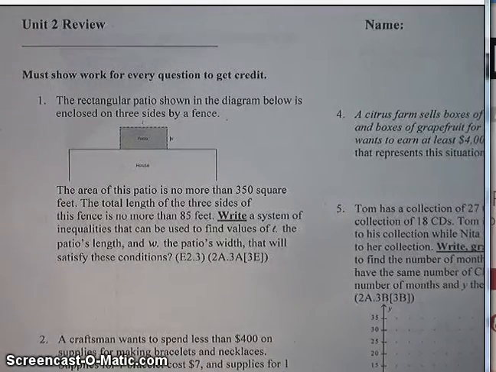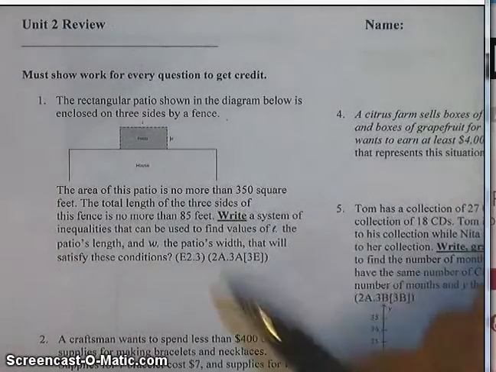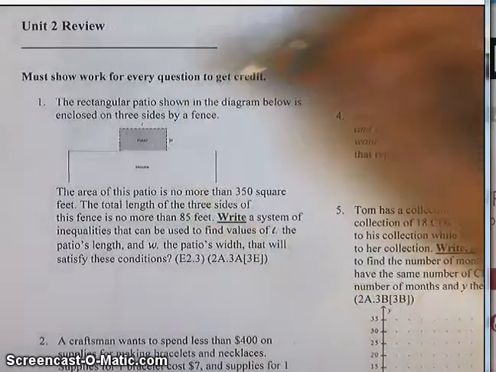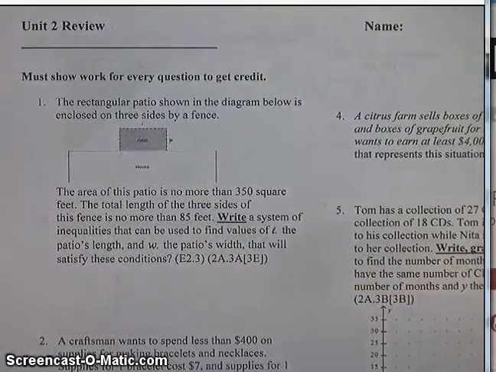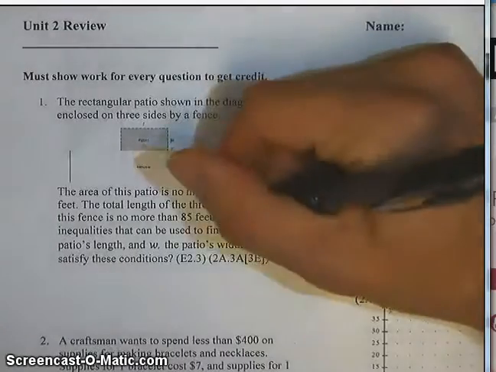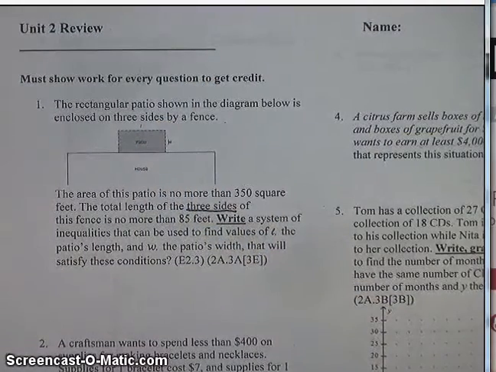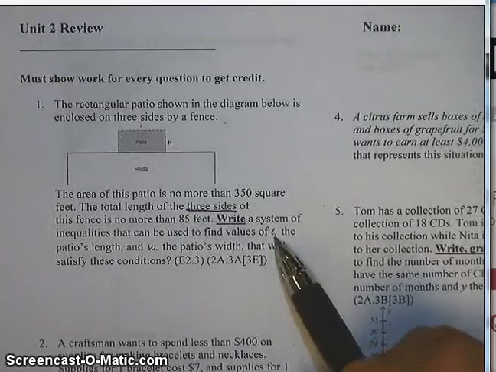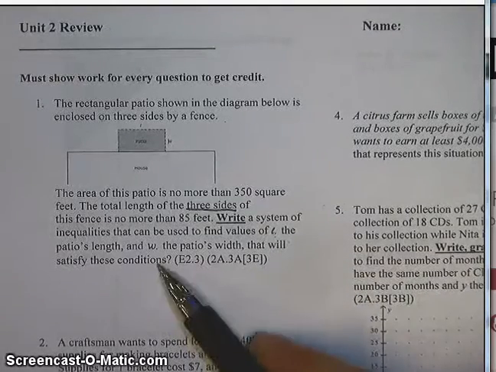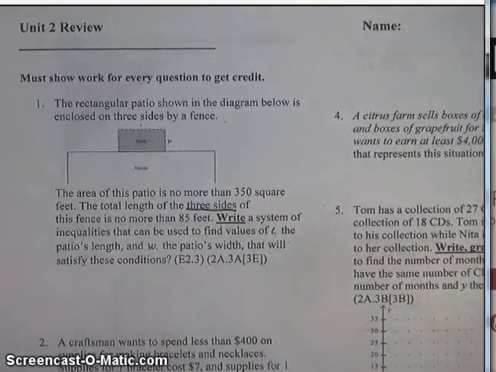The rectangular patio shown in the diagram below is enclosed on three sides by a fence. So it's this patio right here. The area of the patio is no more than 350 square feet. The total length of the three sides of this fence is no more than 85 feet. Three sides, that's probably important. Write a system of inequalities that can be used to find the values of L, the length, and W, the width, that will satisfy these conditions.